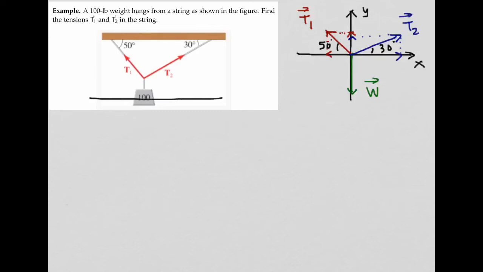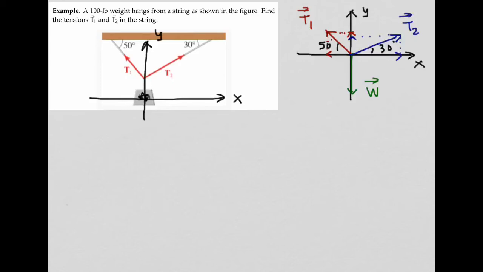Here is the x-axis, and here is the y-axis. Now I'm going to look at all of the forces acting on the 100-pound weight. To simplify the problem, I drew an easier figure, or a simplified figure, on the right-hand side of this screen. So we have 3 forces acting on the 100-pound weight.